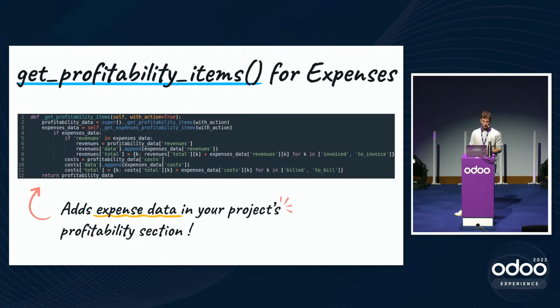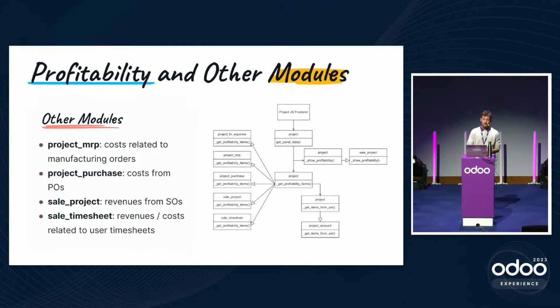So this is the method. We're not going to go through it, but it basically adds the expense data, as I said. And the profitability feature also works with a lot of other bridge modules that add additional functionality to this feature. For example, the project MRP module adds costs related to manufacturing orders to the project profitability. The project purchase module adds costs that come from purchase orders. The sale project module adds revenues that come from sales orders. And the sale timesheet module adds revenues and costs that are related to user timesheets.